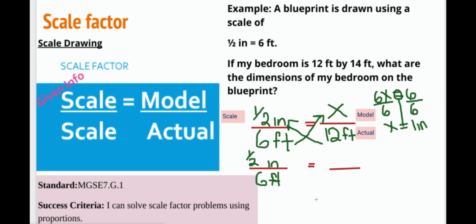Now let's do the same process to find our model's width. So we have our scale in the first ratio, 1/2 inch over 6 feet, is equal to, we do not know the model's measurement, so we put an X, over our actual measurement of the room's width, which is 14 feet. We have our proportion, let's solve.